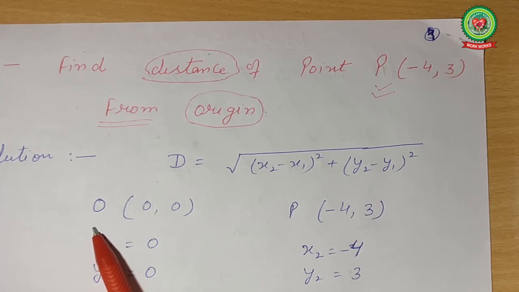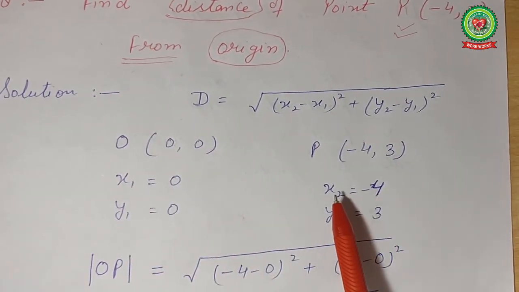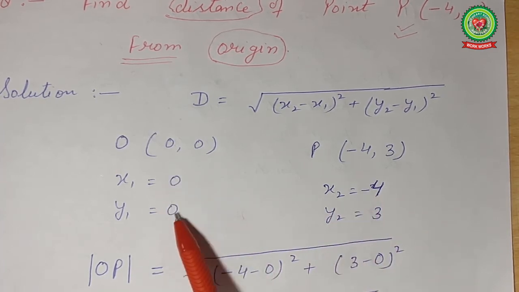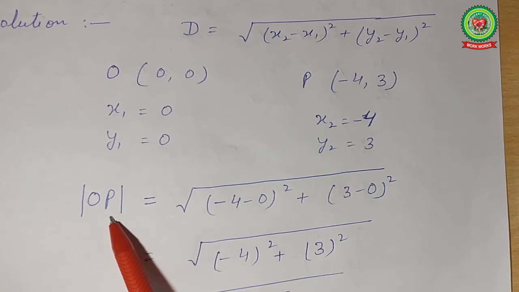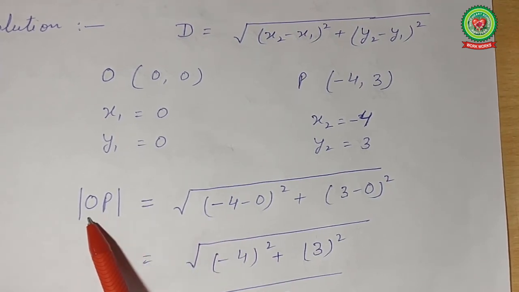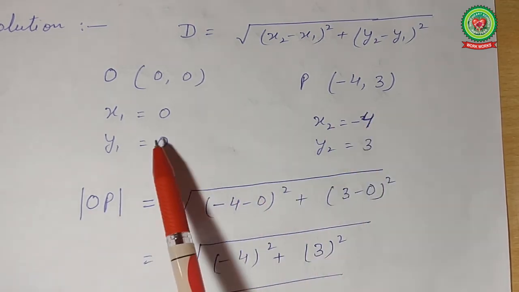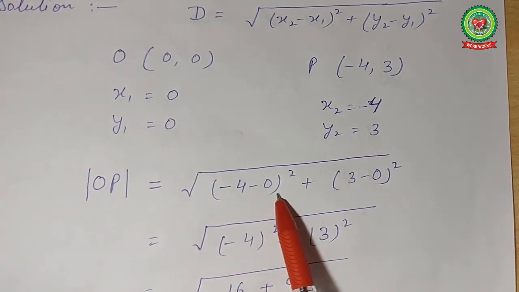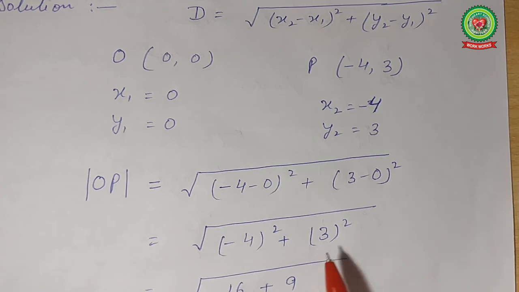O is the point of origin 0, 0. P is minus 4, 3. The first point is represented as x1, y1 and the second point as x2, y2. Write down the points: 0, 0 as x1, y1 and minus 4, 3 as x2, y2. Now OP with the modulus sign, the distance from origin to point P, is equal to under root of minus 4 minus 0 whole square plus 3 minus 0 whole square. Minus 4 minus 0 is minus 4 itself, whole square, and 3 square.